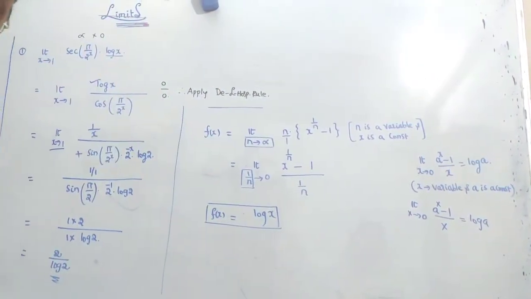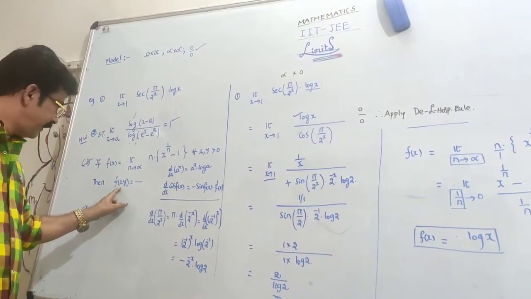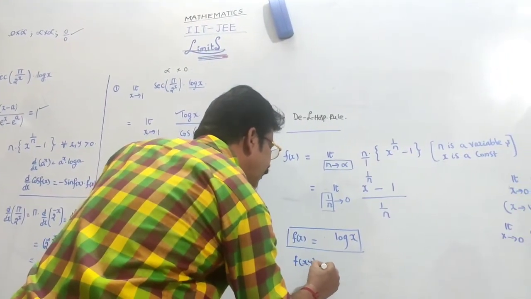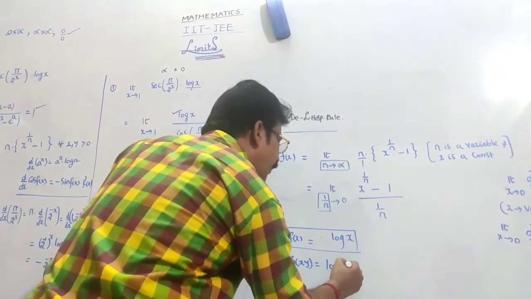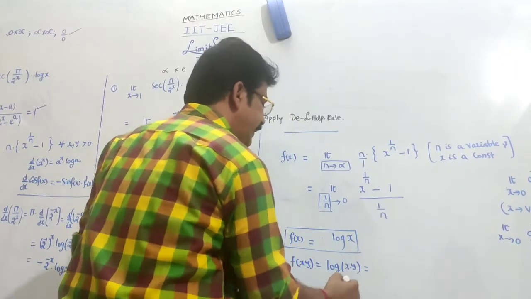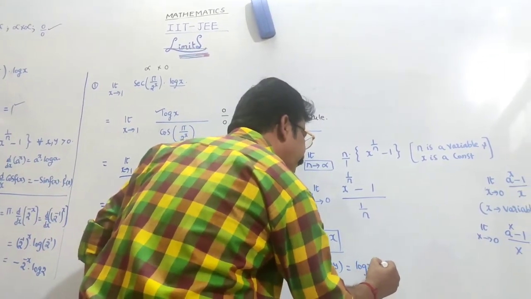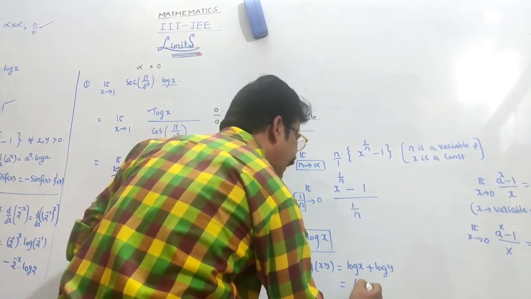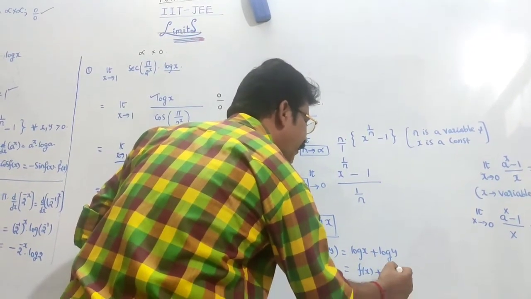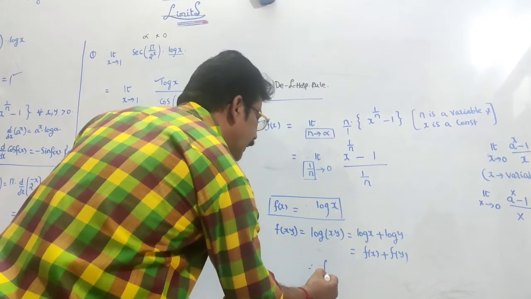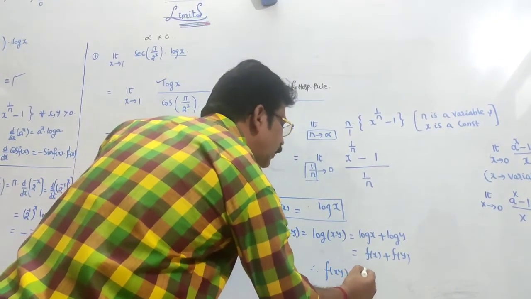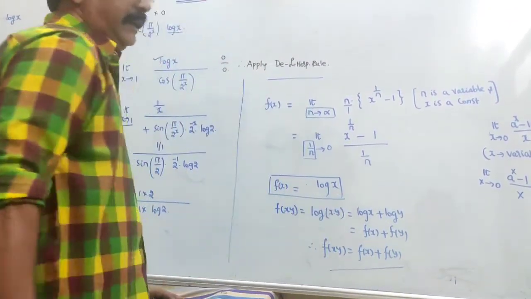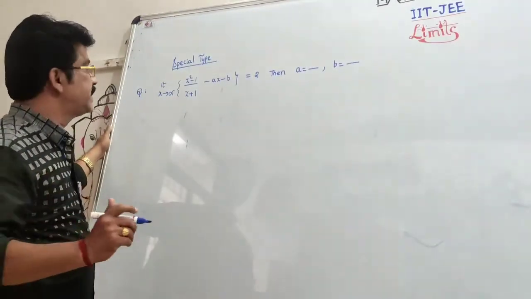log x. Next question. What is the question? Find f of x into y. So therefore, f of x into y equals the logarithm of x into y. So it is nothing but log x plus log y. Log x means f of x, plus log y means f of y. So therefore, f of xy equals f of x plus f of y. Hence the problem.